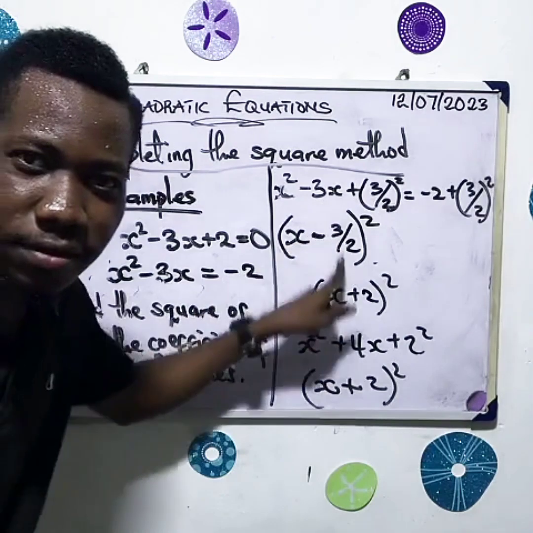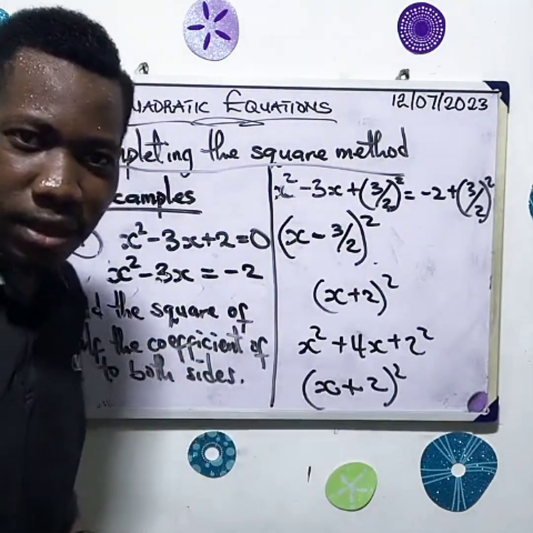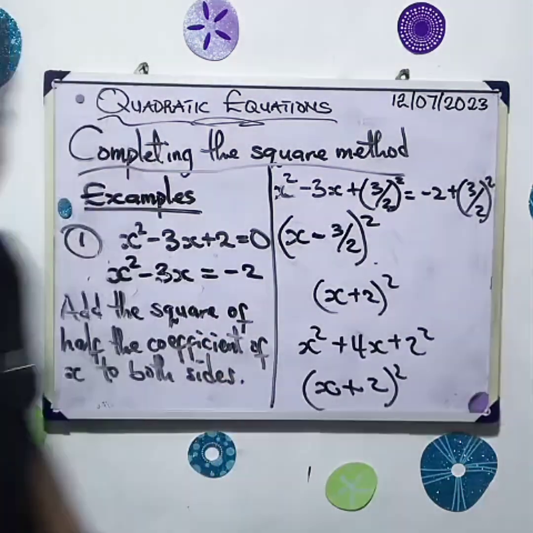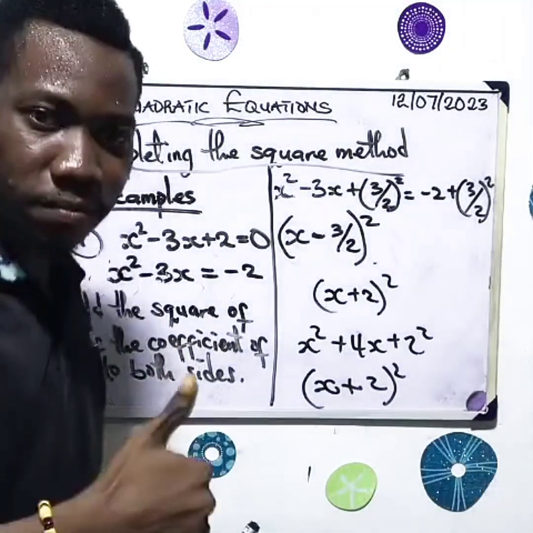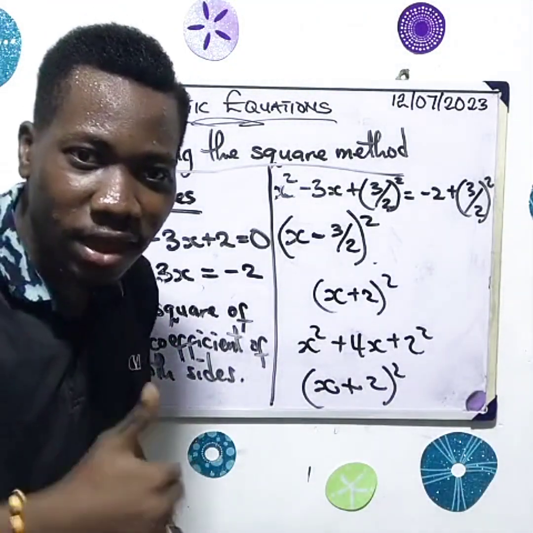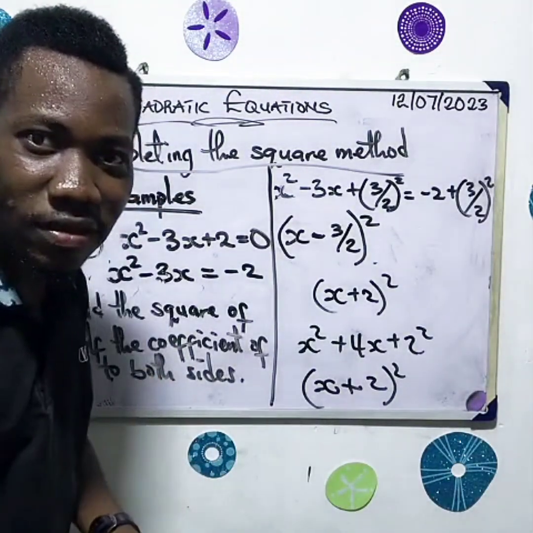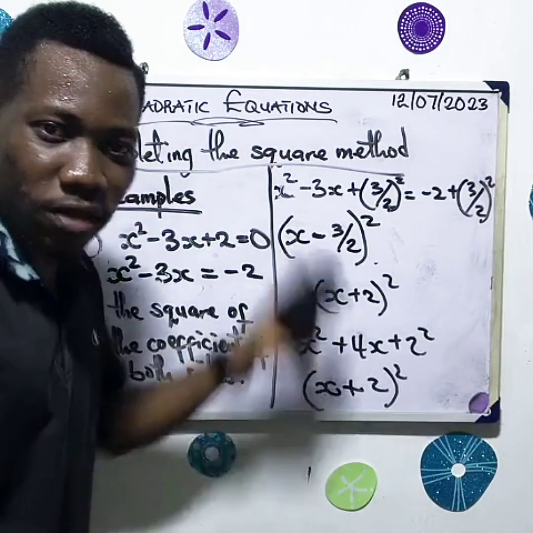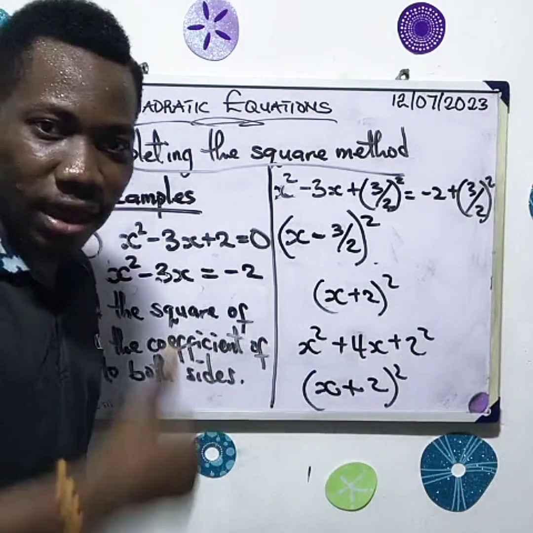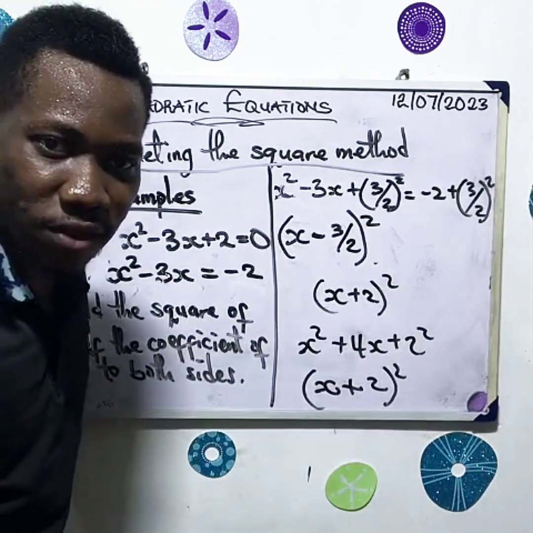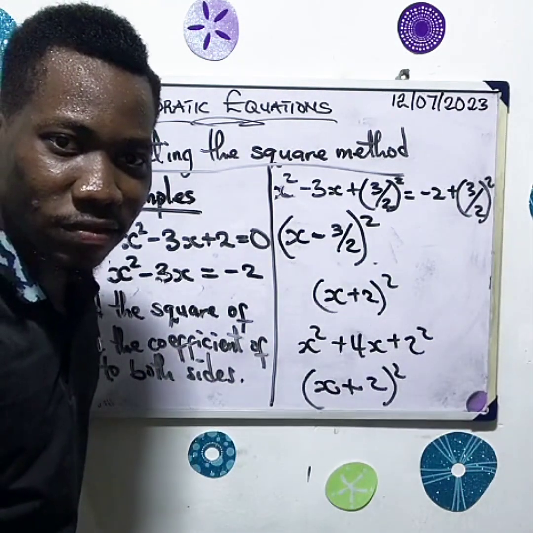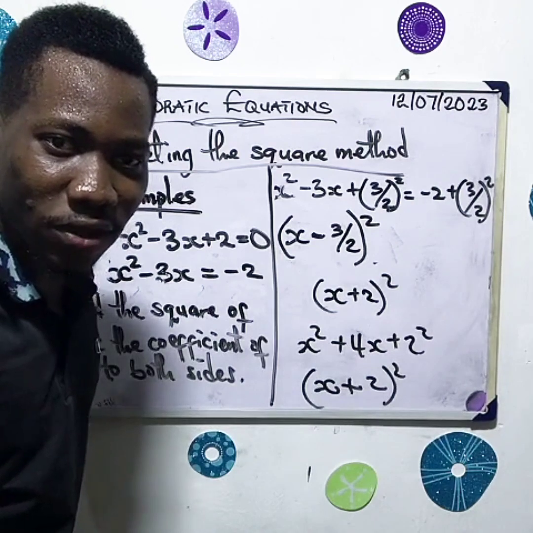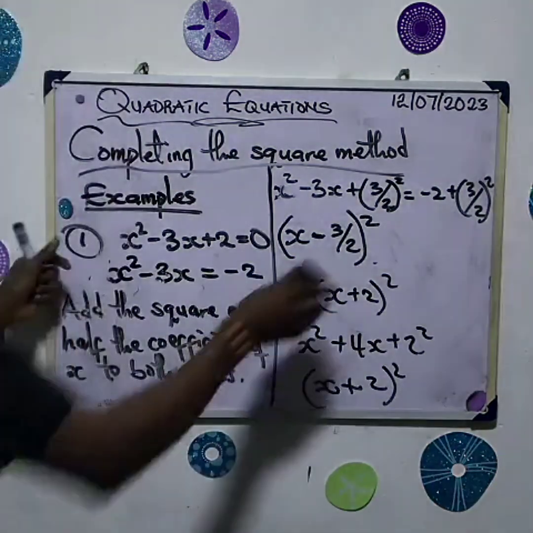Are we following? If you're following, let me see thumbs up. If you understand what I did here, can I see thumbs up? Hello Morgan. Andy says no, factorization. Okay, alright, let me repeat myself.